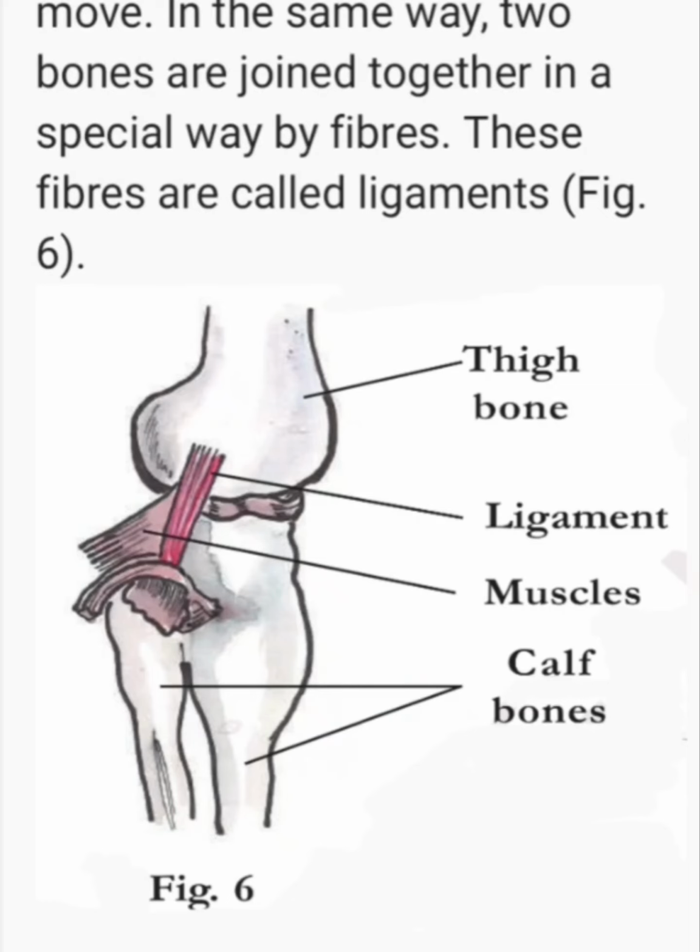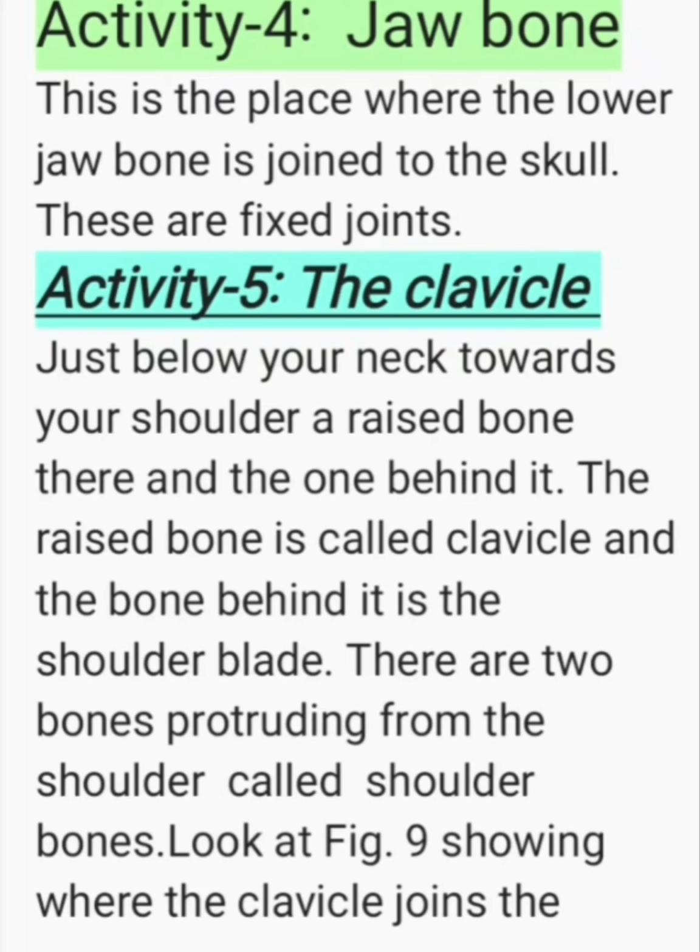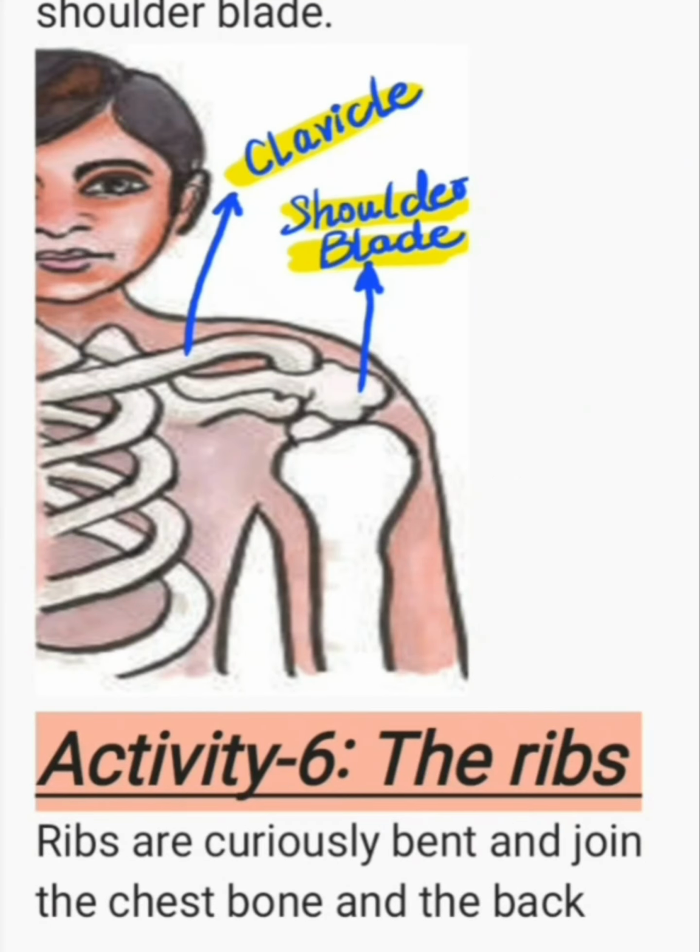Activity 4. Jawbone. This is the place where the lower jawbone is joined to the skull. These are fixed joints. Activity 5. The clavicle. Just below your neck towards your shoulder, there is a raised bone and the one behind it. The raised bone is called clavicle and the bone behind it is the shoulder blade. There are two bones protruding from the shoulder called shoulder bones. Look at the figure showing where the clavicle joins the shoulder blade.